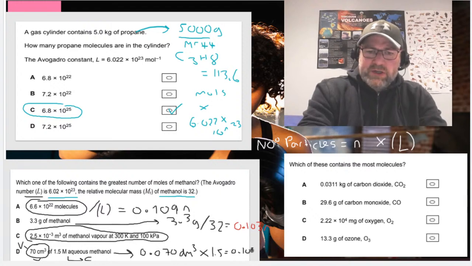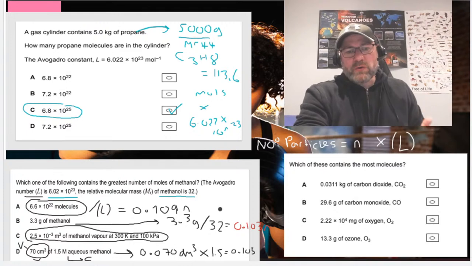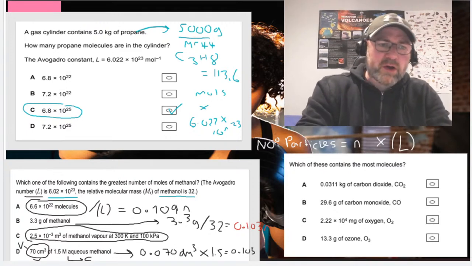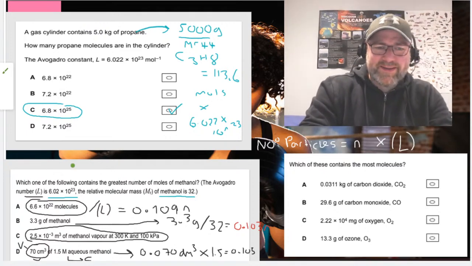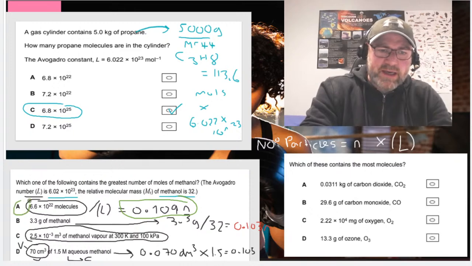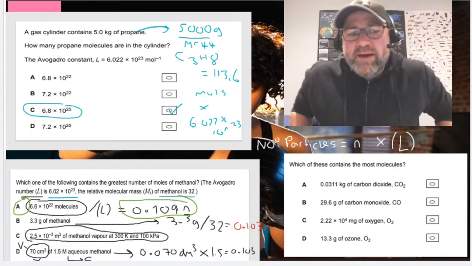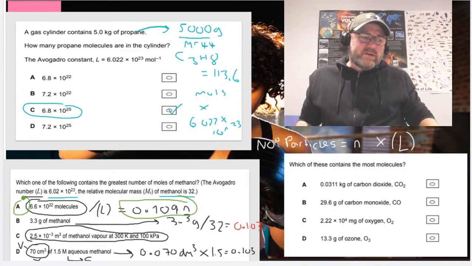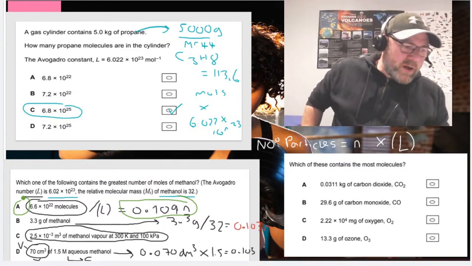0.105. So actually, that is all smaller than this top one. The correct answer for this, by the way, this one up here, is going to be bigger. Now, I haven't shown you how to do C because we're going to do that in the next slide. We're going to go over that in the next slide or two in the ideal gas equation. So you multiply concentration by volume.